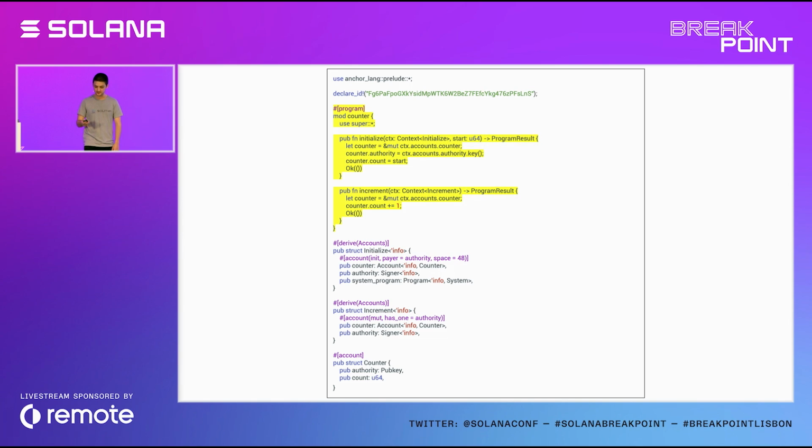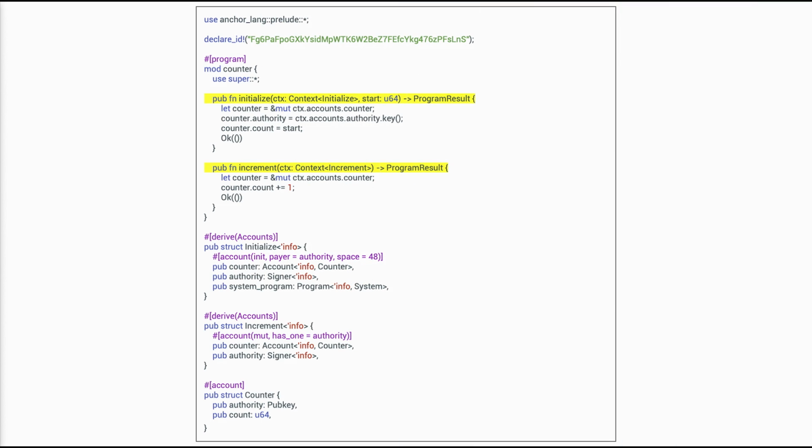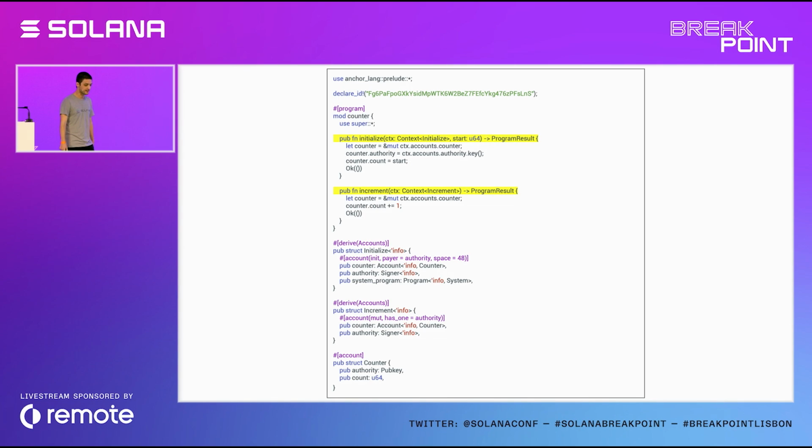And you'll see we have these 2 functions here, initialize and increment. These would be analogous to the methods in a Solidity contract or your REST API on Rails. But these are really the entry points into the program. So you have 2 options here. You can either initialize a counter or you can increment the counter. And so inside of these methods is where we're going to execute the code to update the counter.